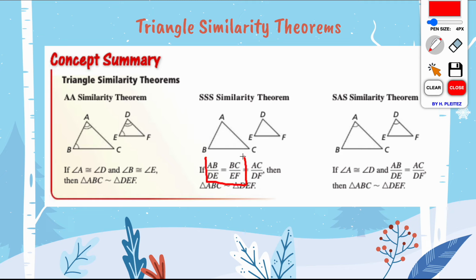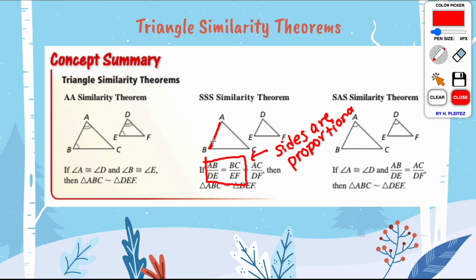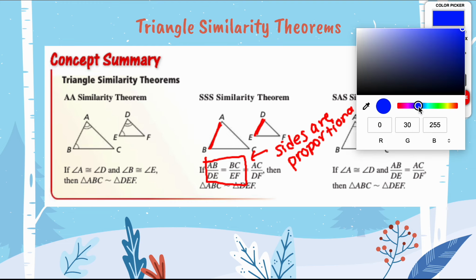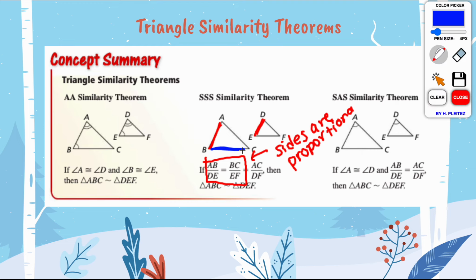Even if you're given just something about two of them, these proportions tell you that sides are proportional. So to break this down, we have AB over DE equals BC over EF, right? What this first part is telling me is that AB and DE and BC and EF have a scale factor there. They're proportional. There's going to be a number that I can multiply one of the sides of a triangle by to get to the other one.